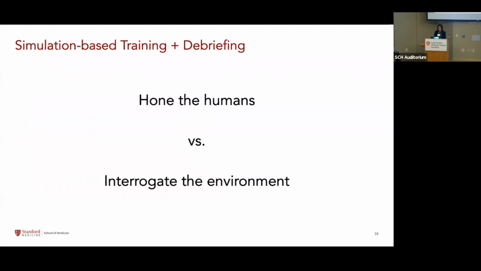Okay. So I hope that I've been able to show you that I think a lot of us bring this concept to simulation and debriefing, that it's an opportunity to hone the humans, to make us better, and to allow us to practice. And that's very much true. But incorporating human factors into simulation and debriefing is also an opportunity for us to do something that I call interrogate the environment or interrogate the system, and really think more broadly around not just what we can do better individually in our own performance, but how can we come up with system solutions that might optimize the way that we're performing in these critical situations that can be really challenging, regardless of how well we're trained.